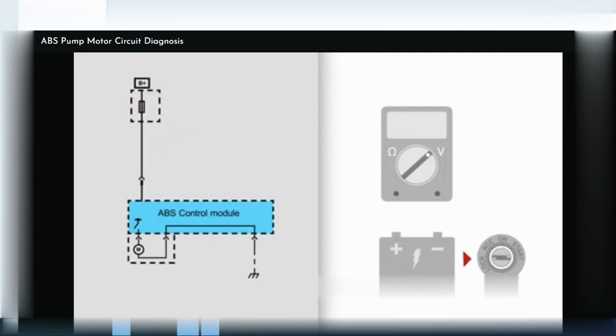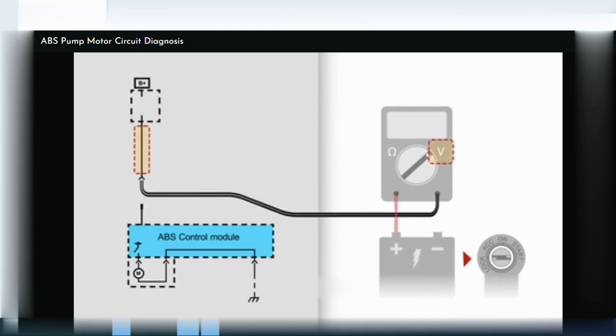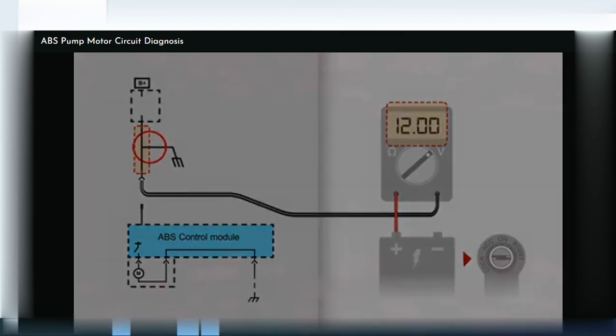Switch the ignition off, disconnect the control module harness connector and remove the fuse. Using the correct test leads, test for a short to ground on the supply line. To do this, set the meter to volts DC and connect one lead on the supply terminal at the connector and the other lead to battery positive. You should see 0 volts. If you have 12 volts, this will indicate a short to ground in the harness.